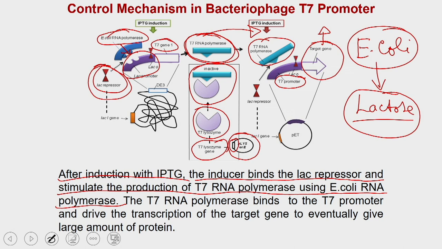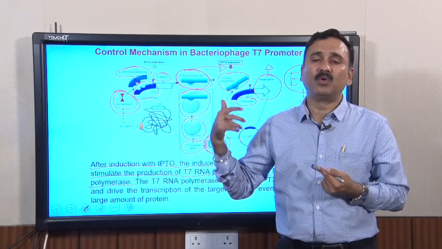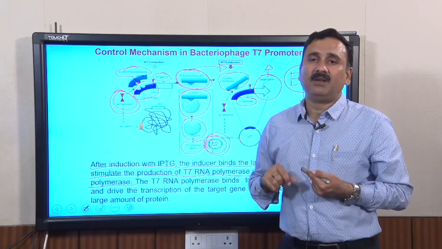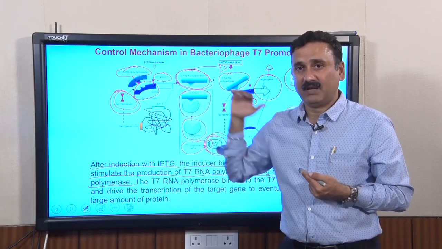So in the presence of these constructs which contain the T7 lysozyme gene, you are going to kill the background expression, and that is how you can overexpress proteins which are toxic in nature in this T7 promoter system as well.